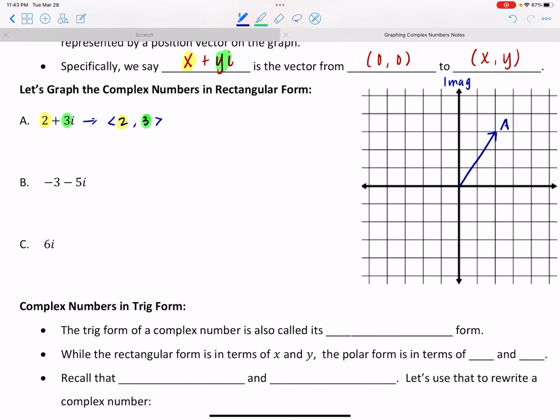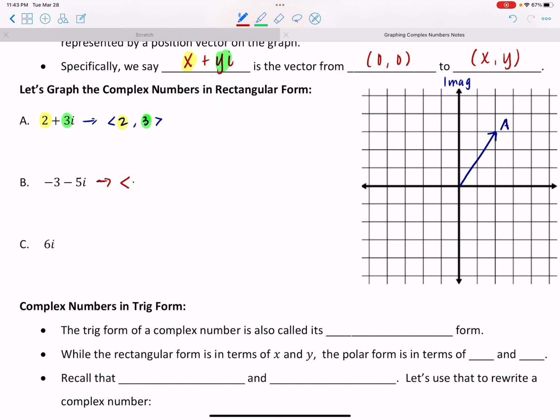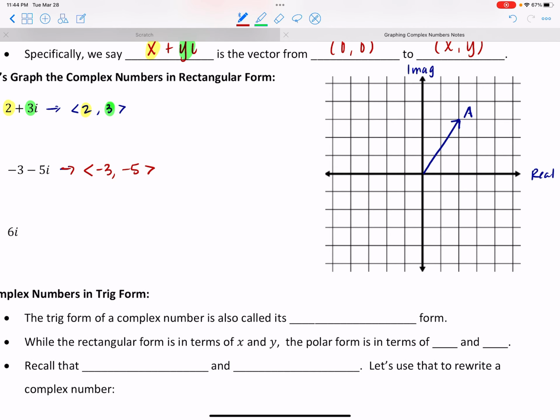So again, if I was going to graph negative 3 minus 5i, really it's going to be a vector that goes negative 3 and negative 5. So when I go to graph, I should probably change colors here so you can see where I'm going. Let's make this one red. So again, we're going to go negative 3 on the x, negative 5 on the y. So if I go negative 3, negative 5, that's where that vector should land. And so I'm going to draw that vector in there, and that's what I called B on the paper.